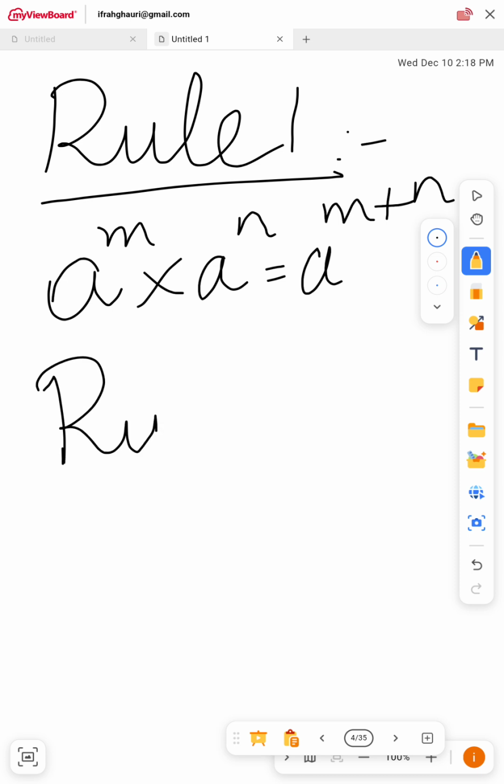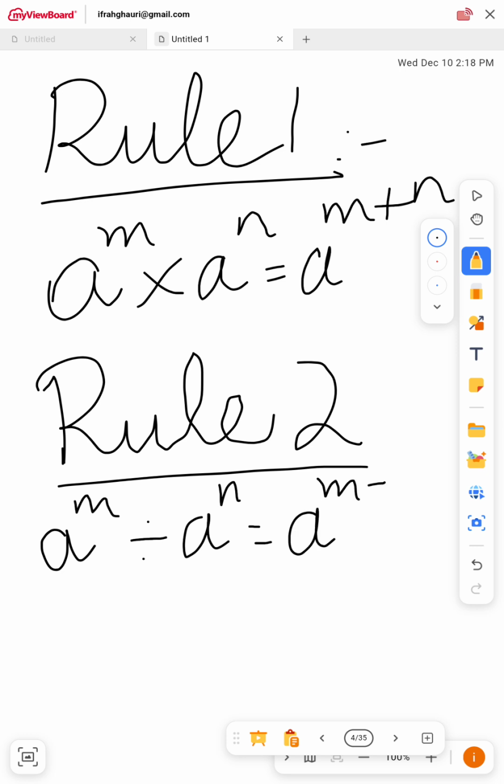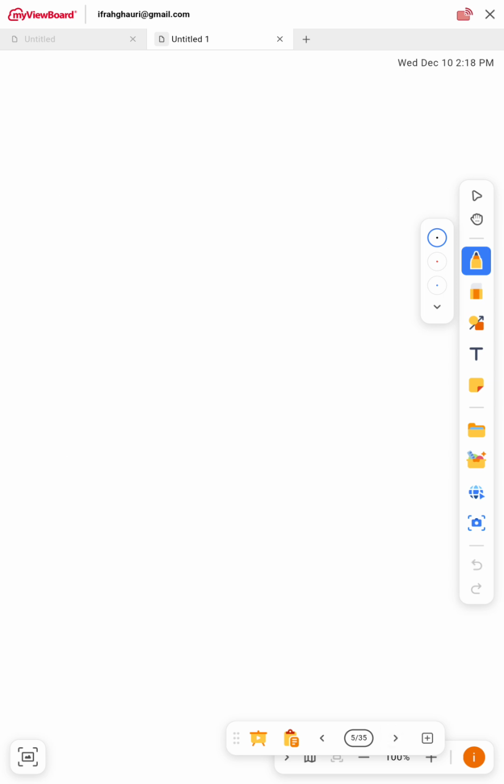Rule number 2. What is rule number 2? a power m divided by a power n is equal to a power m minus n. When the bases are same and they are being divided, then the powers are subtracted. Or a power m over a power n is equal to a power m minus n. Okay? So let's move on towards rule number 3.